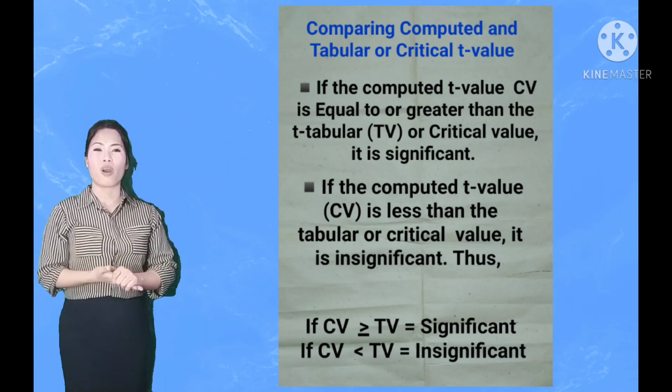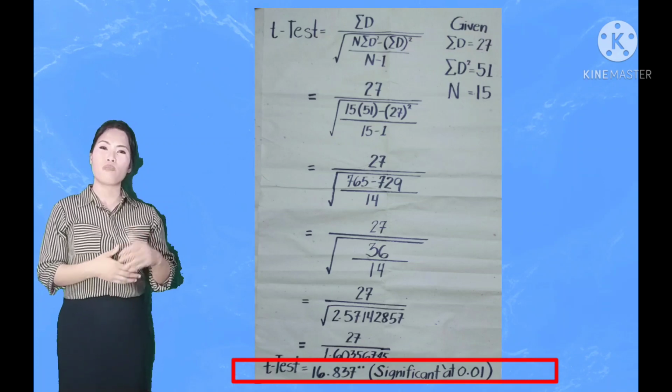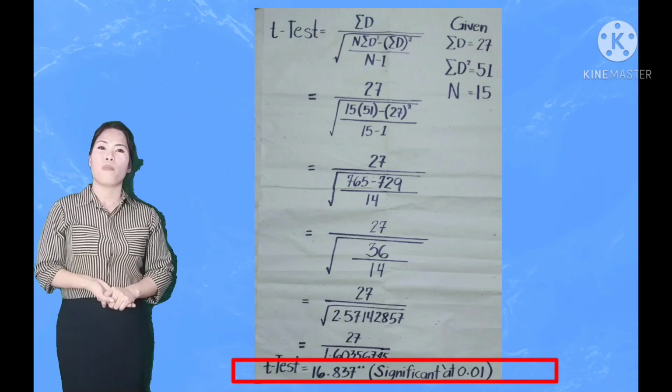So that is why we have significant at 0.01. So 0.01 is our probability value.